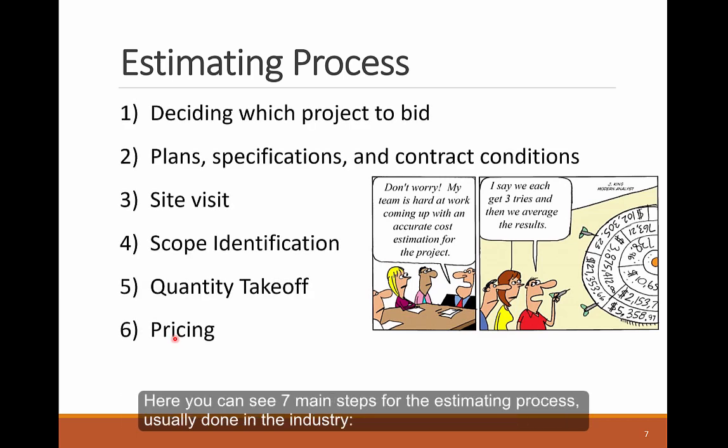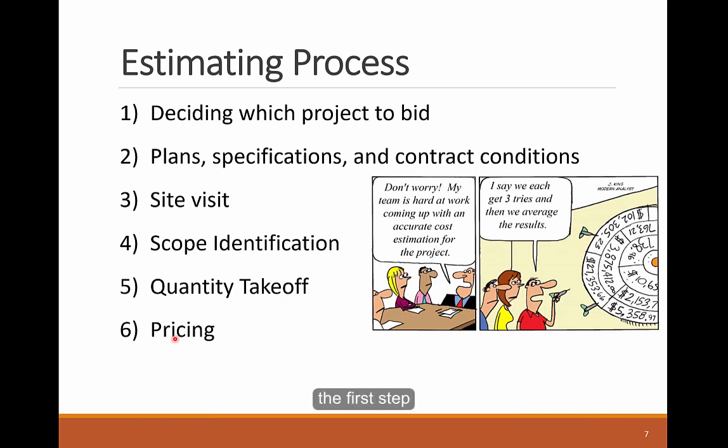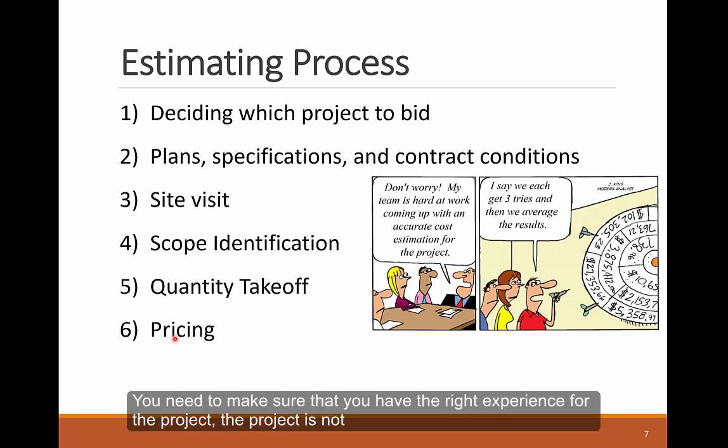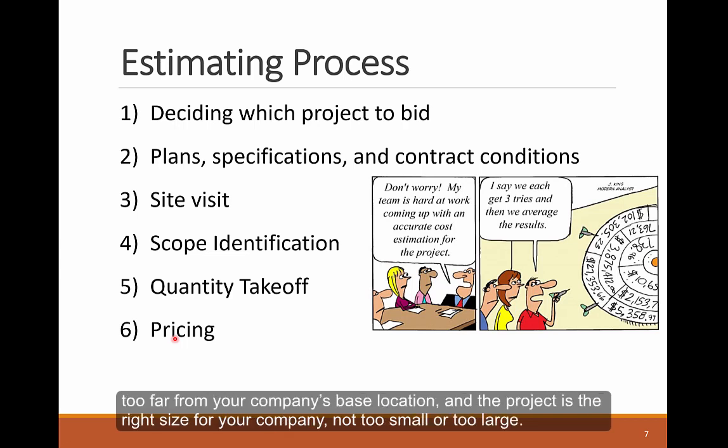Here you can see 7 steps for the estimating process usually done in the industry. The first step, decide first if you will bid this project or not. You need to make sure that you have the right experience for the project. The project is not too far from your company's base location, and the project is the right size for your company, not too small or too large.